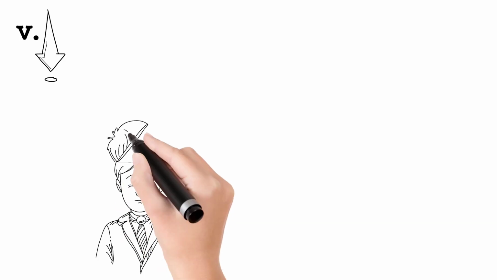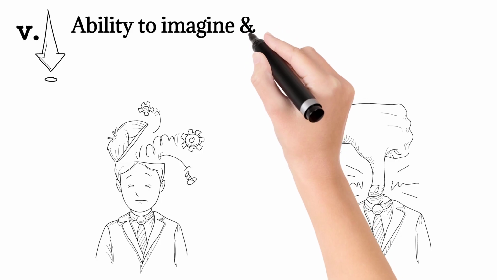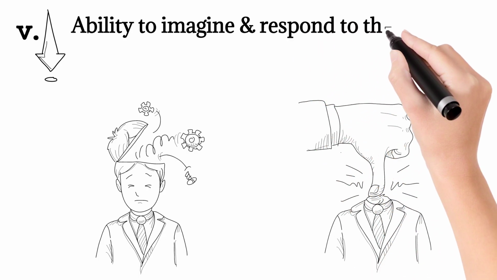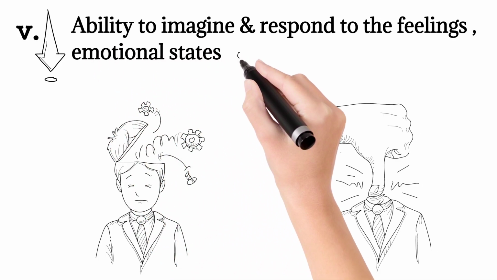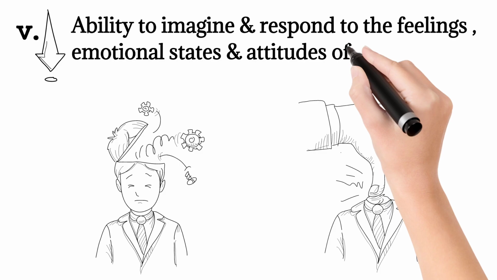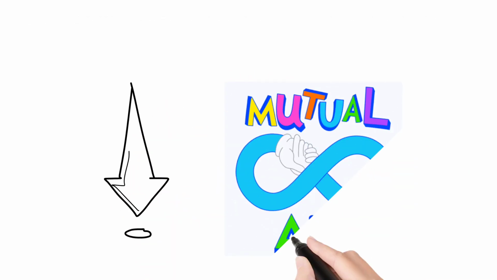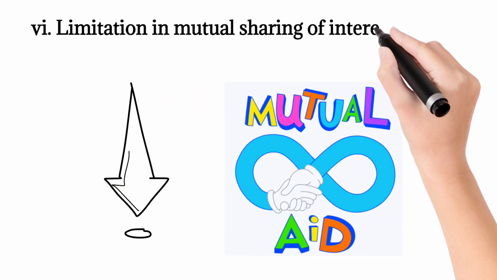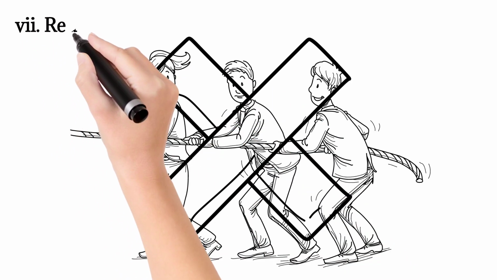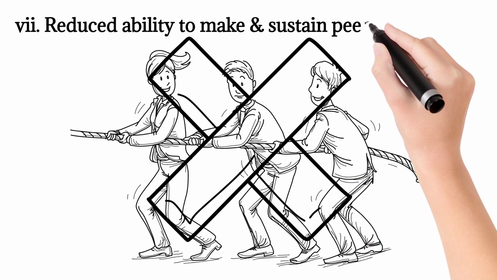Next is reduced ability to imagine and respond to feelings, emotional states, and attitudes of others. Next is the limitation in mutual sharing of interest. And the last manifestation that comes under point 1 is reduced ability to make and sustain typical peer relationships.